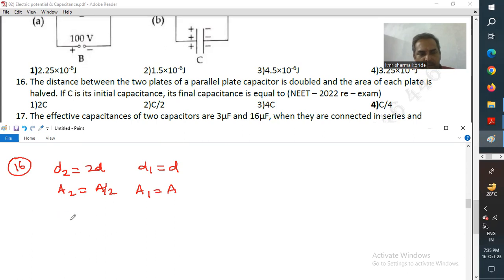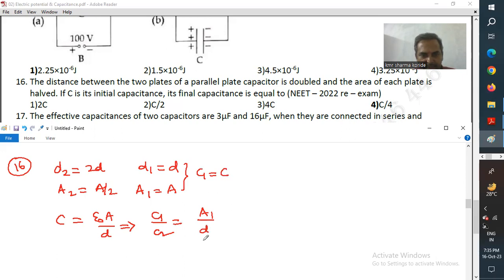Now the final capacitance. The capacitance of the parallel plate capacitor is epsilon naught A by D. So therefore you write down C1 by C2, before and after. Anyhow epsilon naught is constant, so this is A1 by D1. Initially C1 is C. So A1 by D1 divided by A2 by D2. So therefore D2 gets multiplied to A1. So you can write A1 by A2 with the D2 by D1.